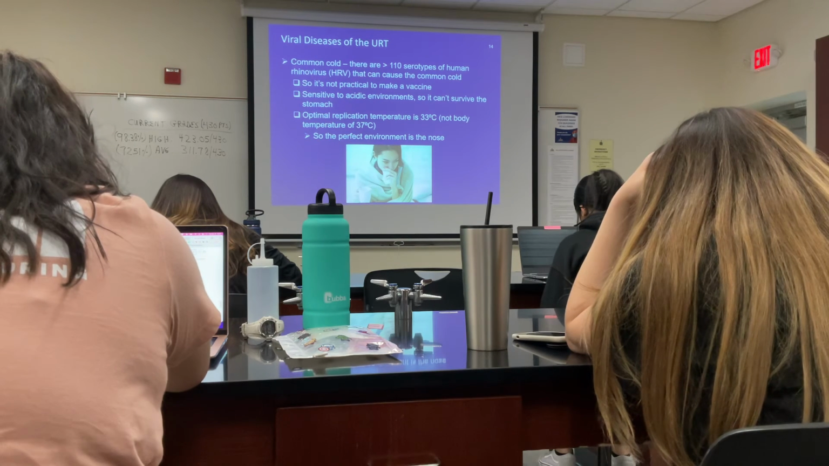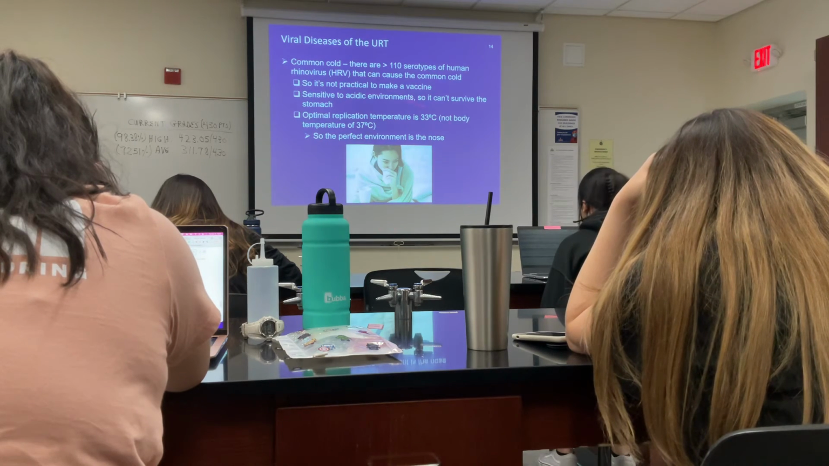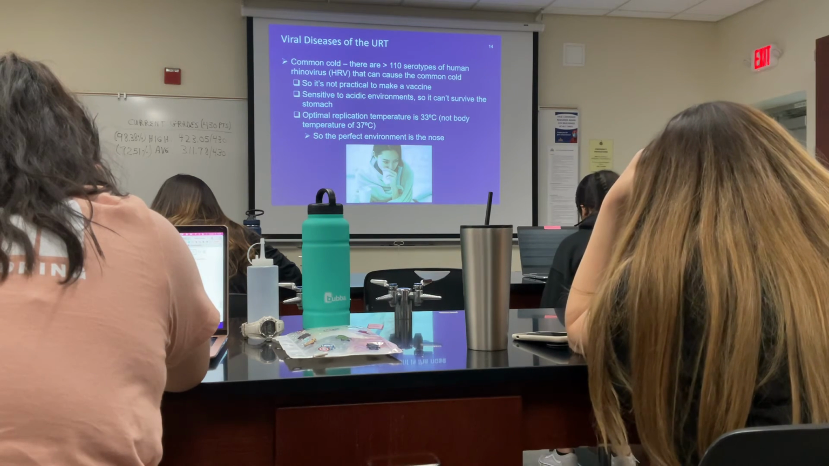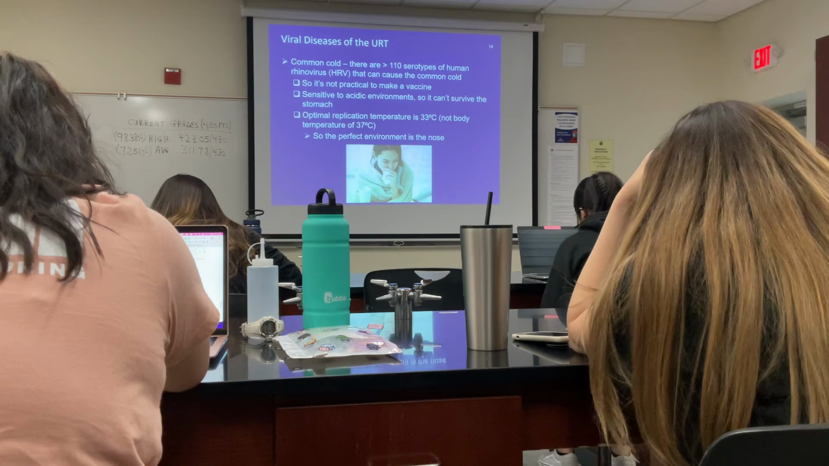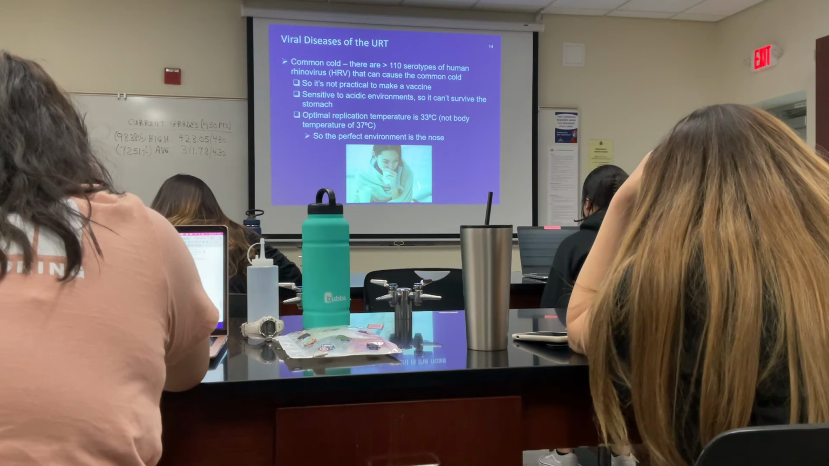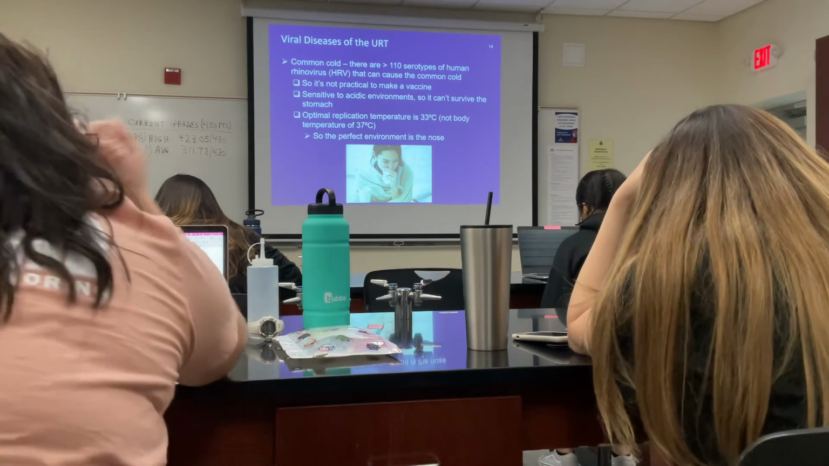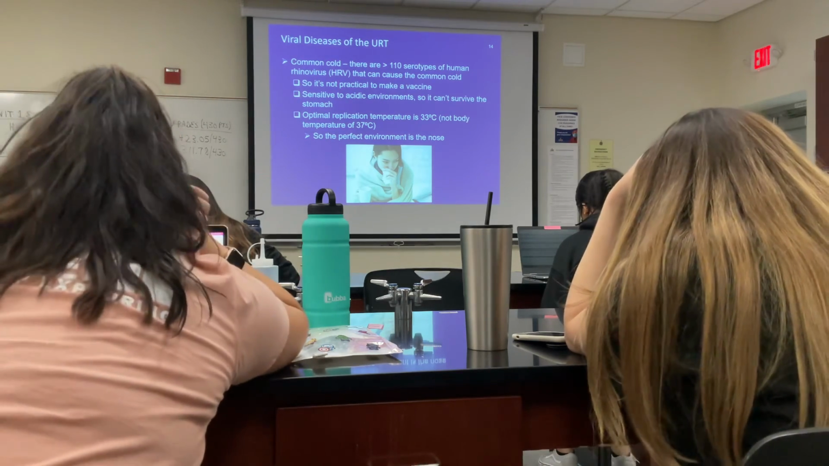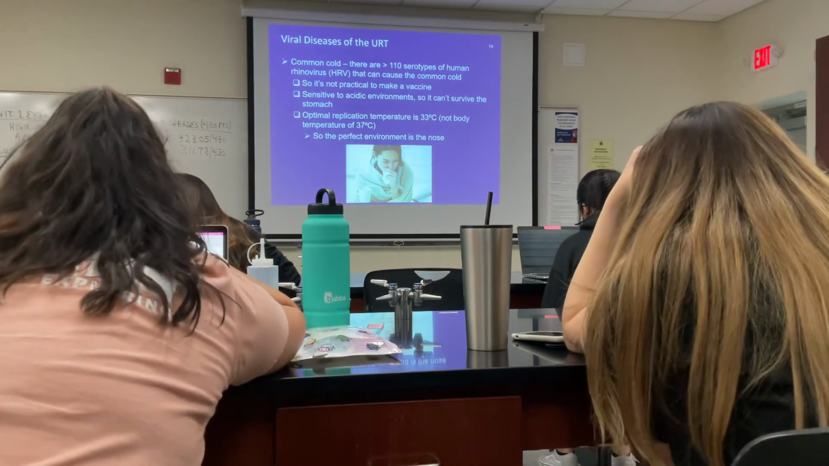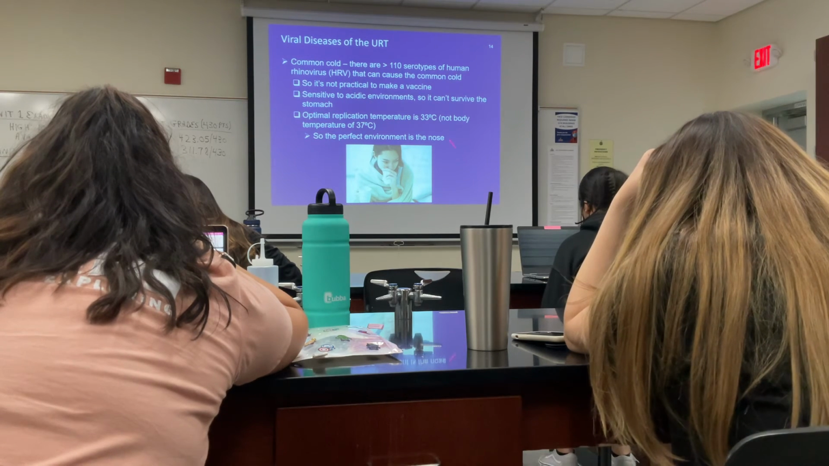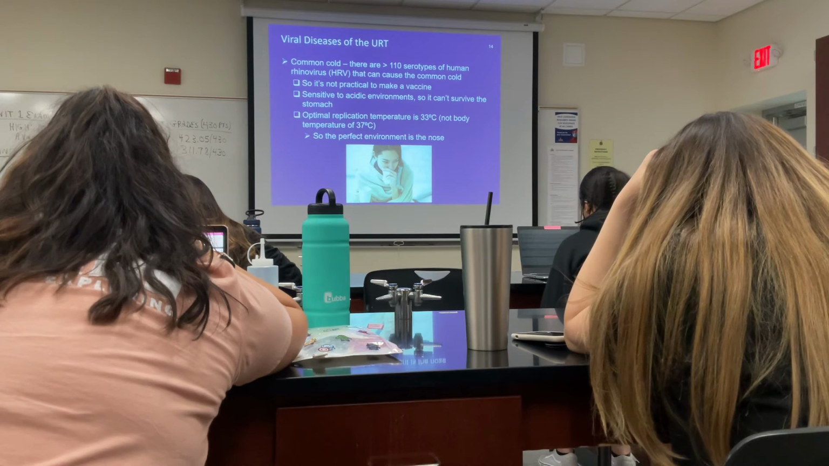affecting your digestive tract. It has an optimum replication temperature of 33 degrees Celsius, which is why it's restricted to that upper respiratory tract. It doesn't do well at the normal body temperature of 37, like the 98.6. It prefers something closer to like 93 or 94, which is what you have in your nasal passage. So that's the perfect environment, but that's also the restricted environment.